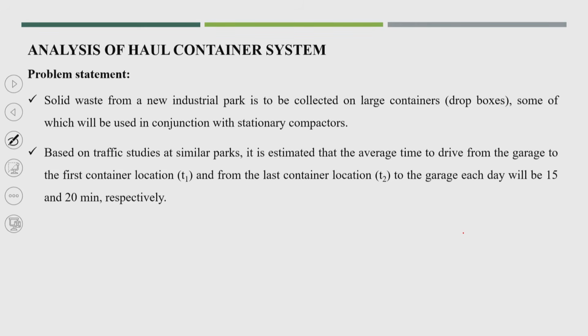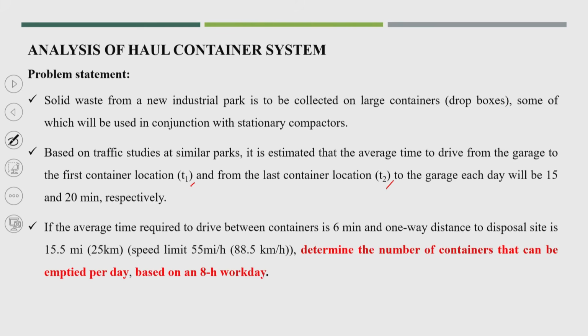Based on traffic studies at a similar park, it is estimated that the average time to drive from the garage to the first container, that is the T1 value, and from the last container location to the garage, that is the T2 value, is given as 15 minutes and 20 minutes respectively. So, T1 is 15 minutes and T2 is 20 minutes. And the average time required to drive between containers is 6 minutes, this is the DBC value. And the one way distance to the disposal site is 15.5 mile or 25 kilometer.